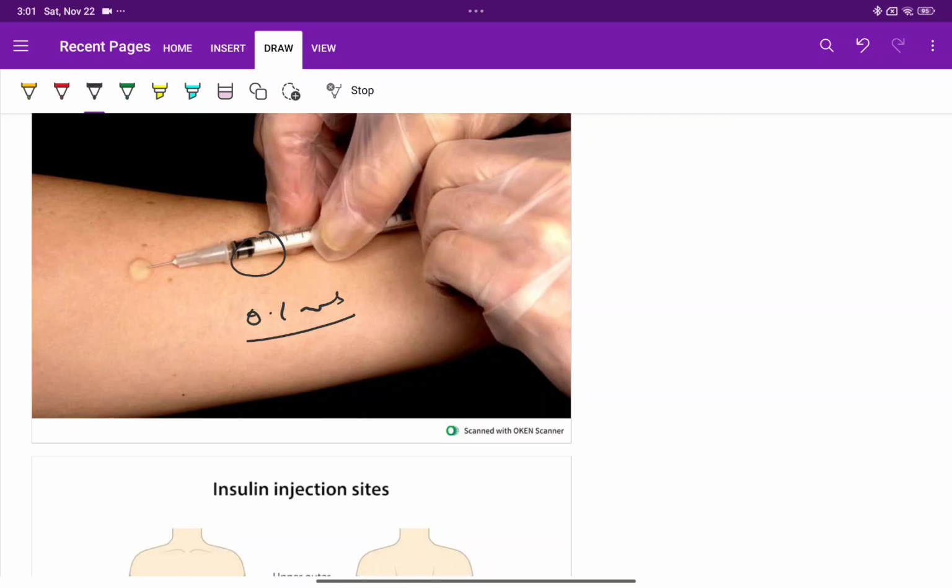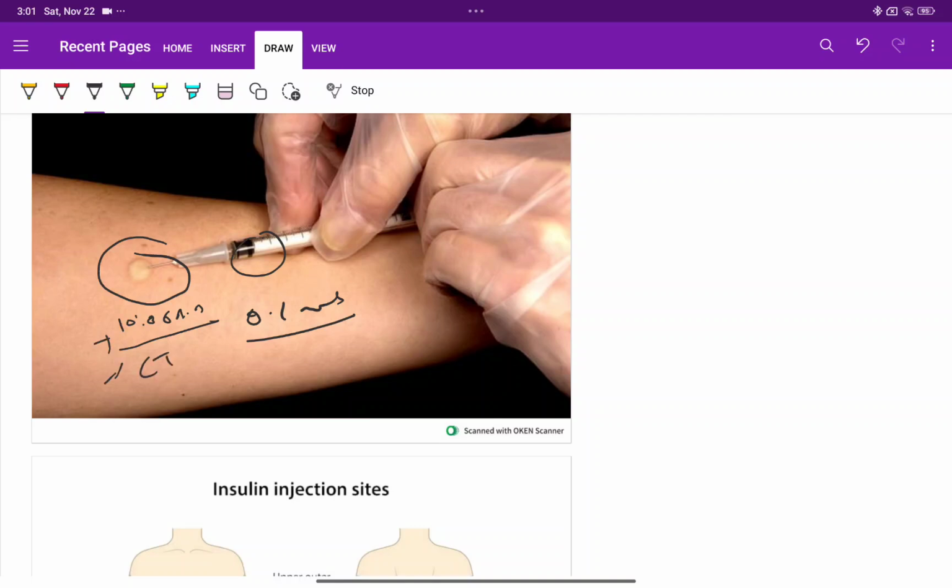Okay, a small bleb is formed. Then we have to circle around the bleb and write the time. For example, if we gave it at 10 o'clock in the morning, then after half an hour we have to write what drug is given below.